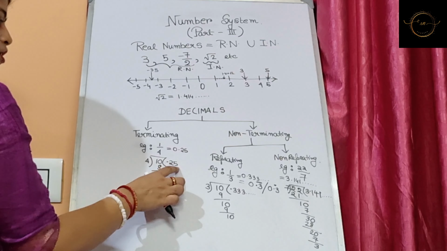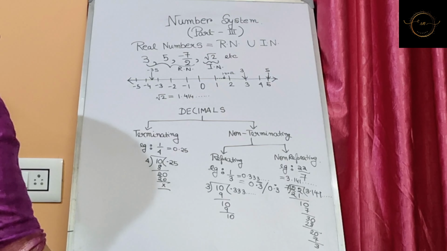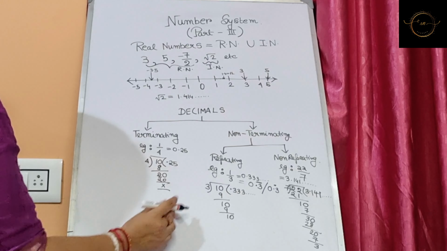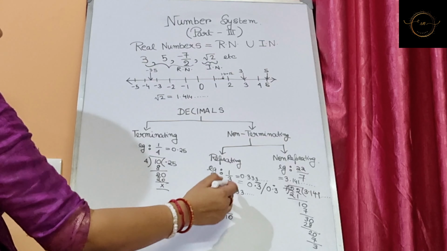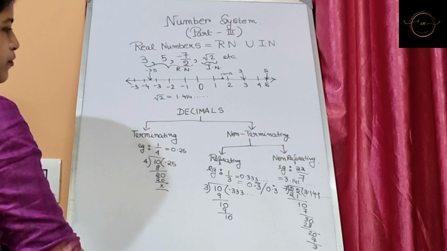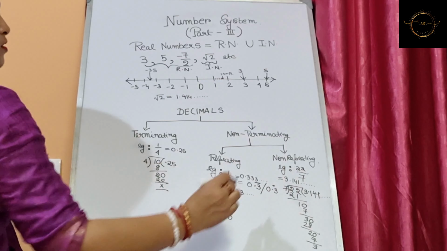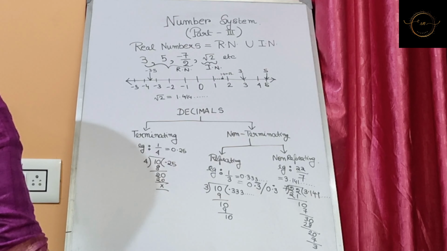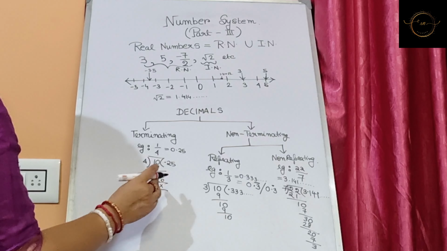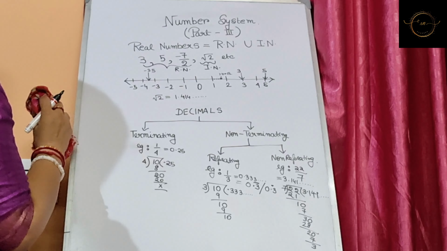Terminating, where the decimal terminates after a few places after the decimal point. In repeating non-terminating decimals, there is an exact pattern of repetition of the numbers, and in non-repeating, non-terminating decimals, there is no pattern of repetition of the numbers, as you can see over here. Now we will represent rational numbers and irrational numbers on the basis of these terminating and non-terminating decimals.